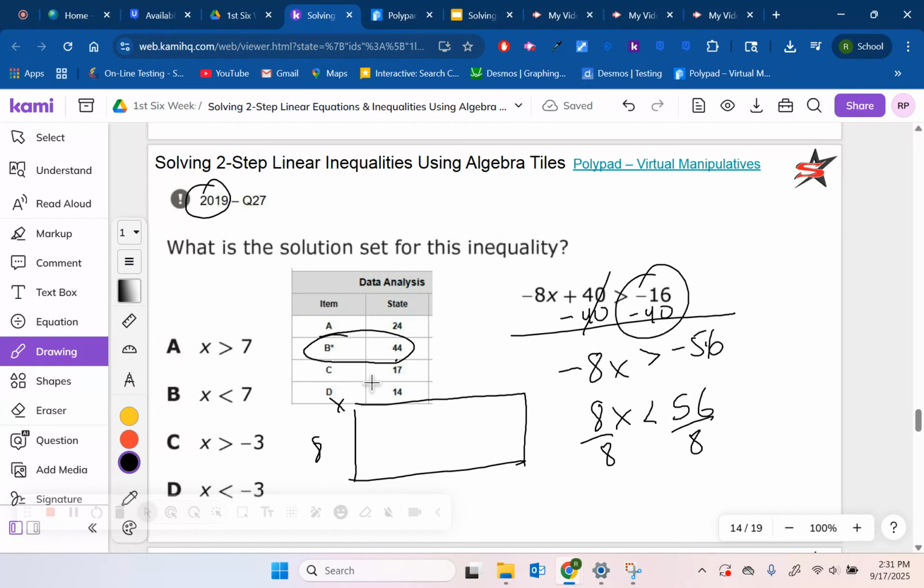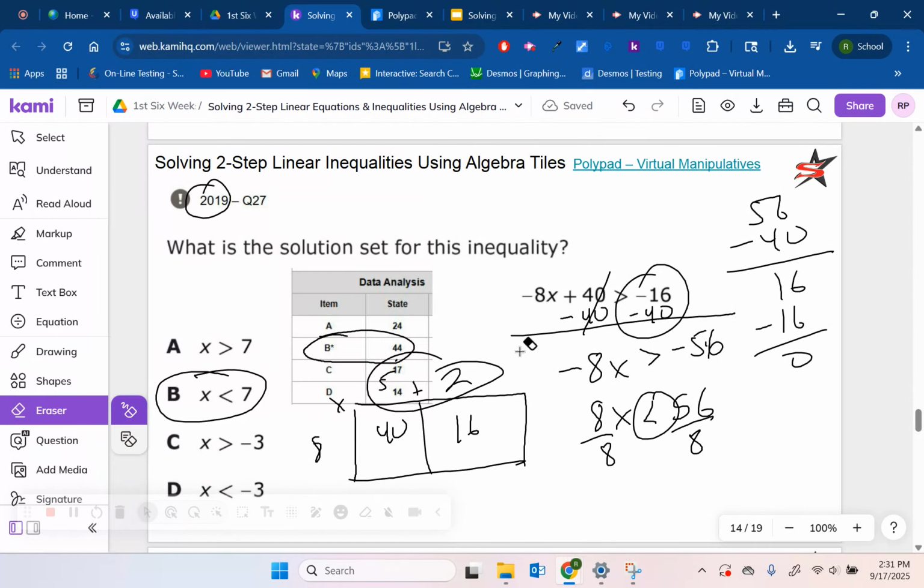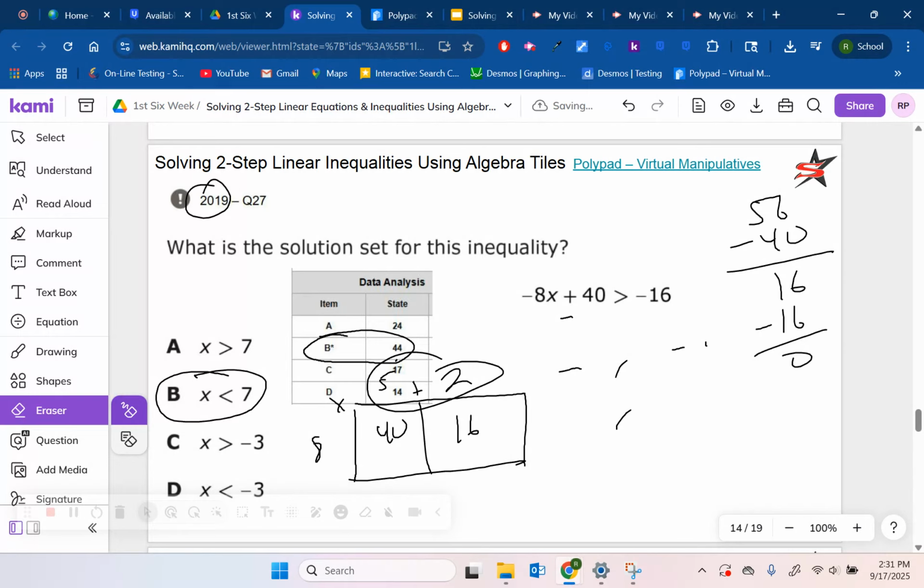8 times 5 is 40. Okay, so 56 minus 40 is 16. 8 times 2 is 16. So 7. But it's going to be less than 7. So my answer is B. And is that my answer in the state test? Yes, because it's less than. It'd be going from greater than to less than.